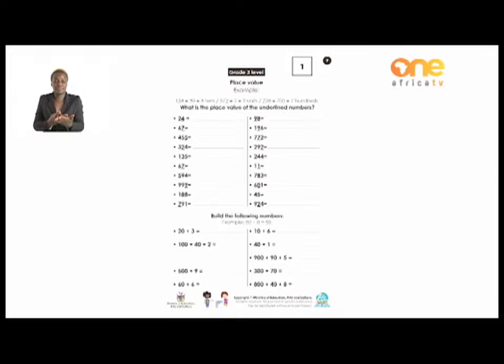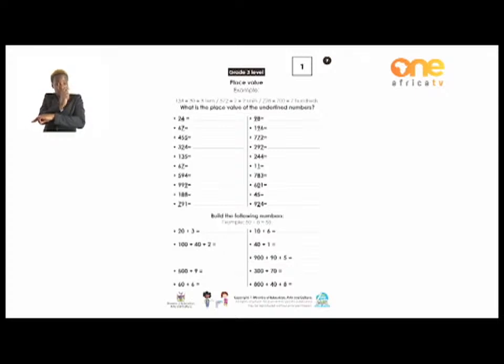What is the place value? Remember, place. We want to know the place of the number that has been underlined. Let's look at the first one. 24. The number 4 is the one that is underlined. So we want to know the place, in other words, the name of that place. Is it hundreds, tens, or units? You can see there are only 2 digits there. It's only tens and units. So the place for the 4 is the units. So you write the word units there.